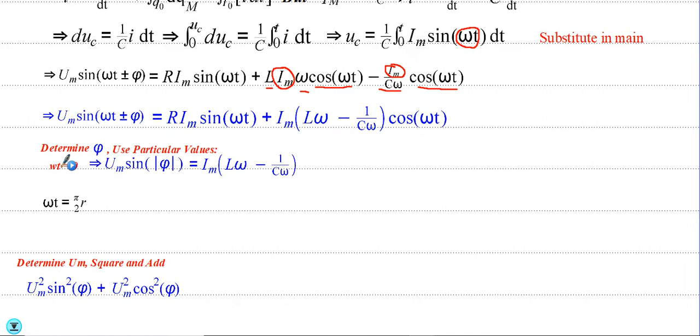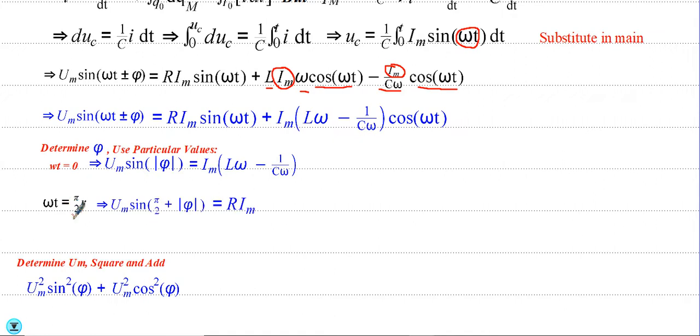So when omega t is 0, 0 plus or minus phi is 0, so plus or minus phi. So we take it as absolute value, just to facilitate our work, knowing that phi may be positive or negative, and sine 0 is 0. So this term will be cancelled out. Cosine 0 is 1. So what remains is this factor. So that's the first equation.